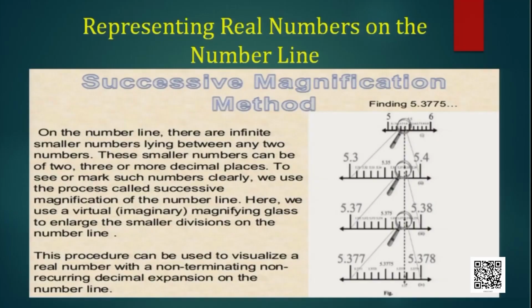On the number line, there are infinite smaller numbers lying between any two numbers. These smaller numbers can be of 2, 3 or more decimal places. To see or mark such numbers clearly, we use the process called successive magnification of the number line. Here, we use a virtual magnifying glass to enlarge the smaller divisions on the number line. This procedure can be used to visualize a real number with a non-terminating, non-recurring decimal expansion on the number line.